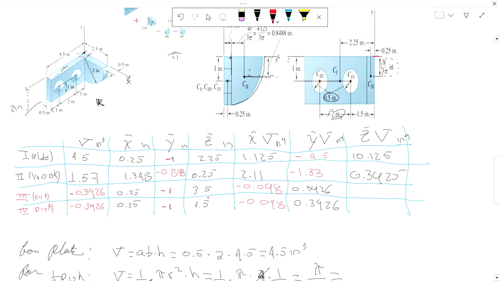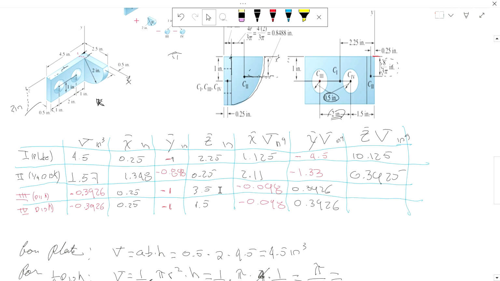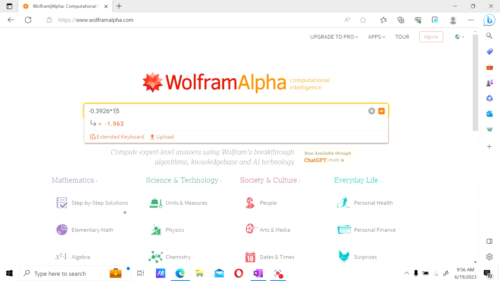Negative 0.3926 times 3. Oh yeah, 3.5. It is 3.5. Correct. Is negative 1.37. Yeah, because it's 1.5 up to here plus 2 inches is 3.5. Got it. So this is negative 1.37 inches to the fourth, or remember this is inches times cubic inches. And then here we have times 1.5, negative 0.58.